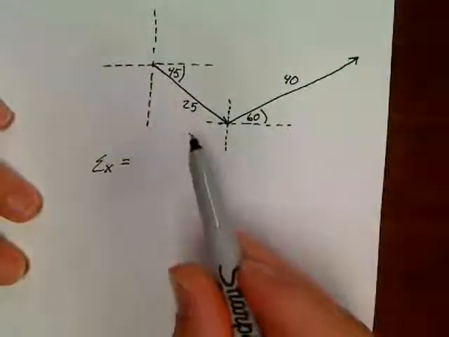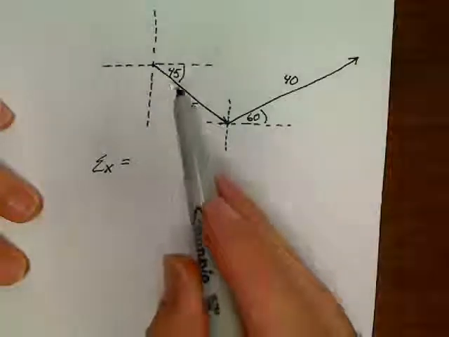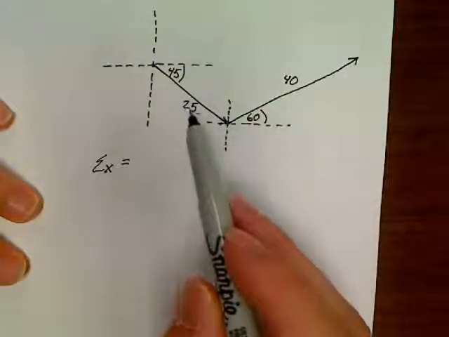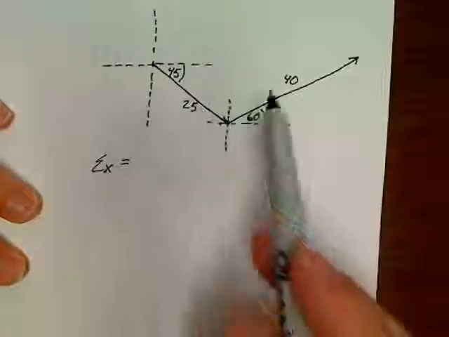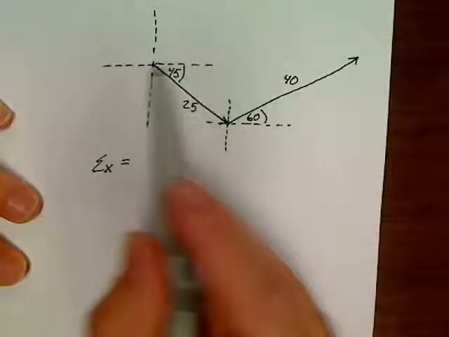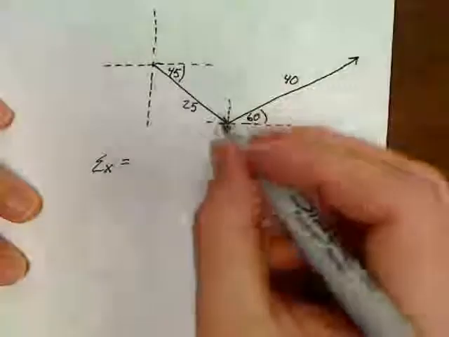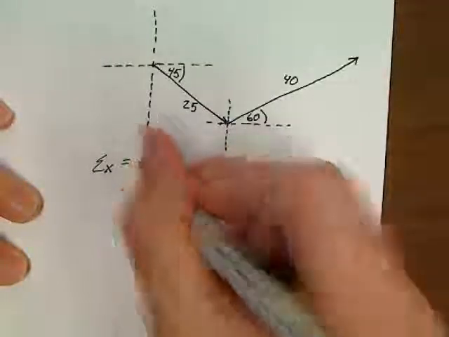So first vector, it has an X and Y component. So it's got a positive X component because this X is traveling this way. So we'll write positive. You wouldn't have to write positive.